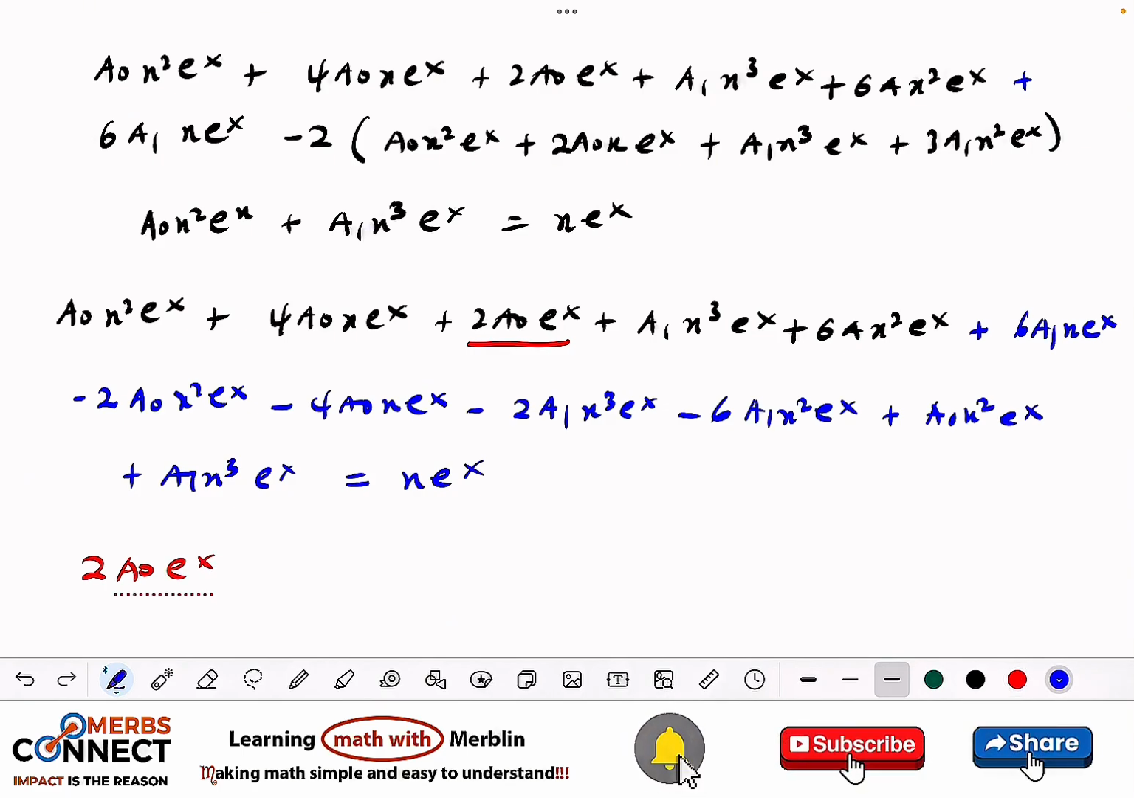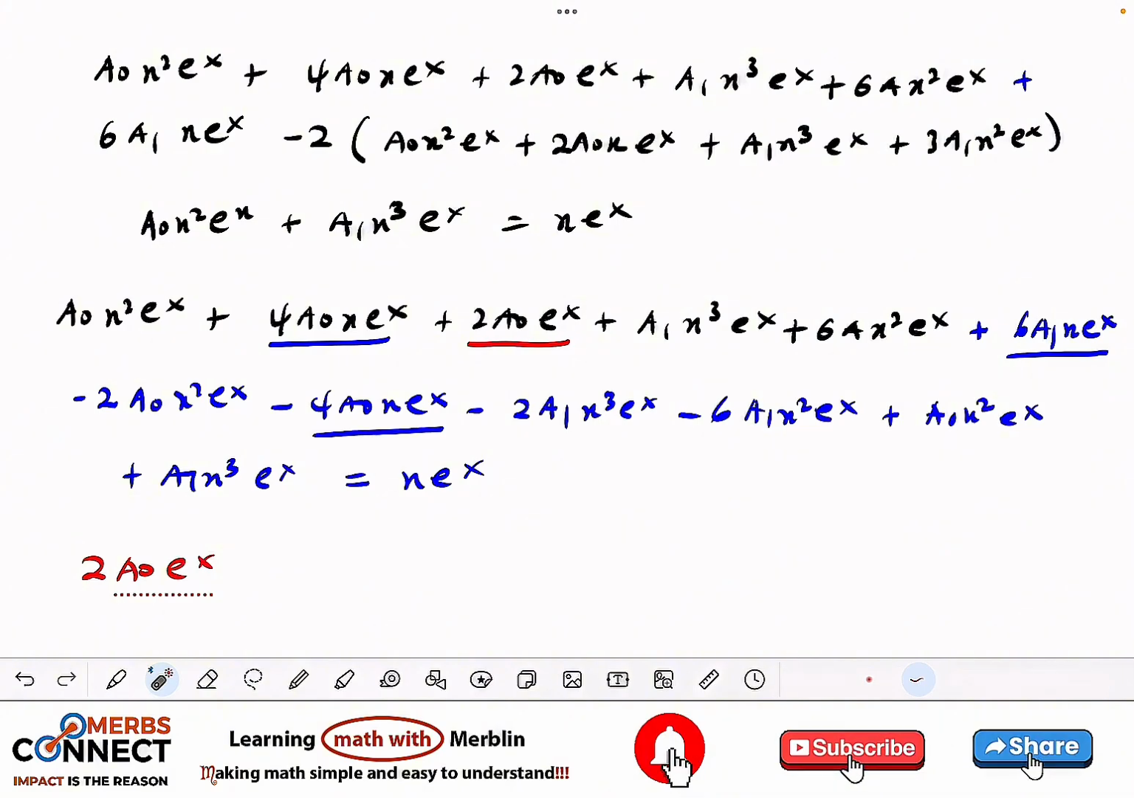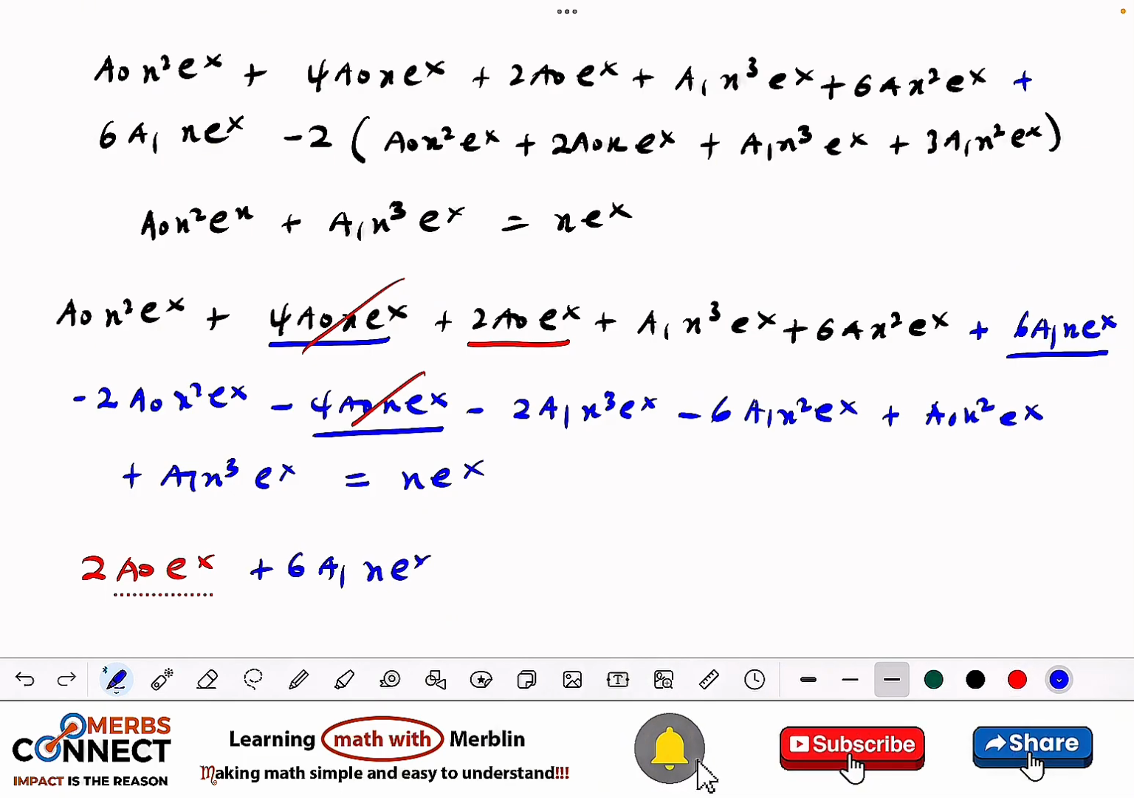Now let's look for the terms with x. This is with x. This one too is with x. This one with x. Finished. So the ones with the blue are the ones with the x. So I can see that this one can cancel this, and then it will be left with plus 6a1 x e to the power x.